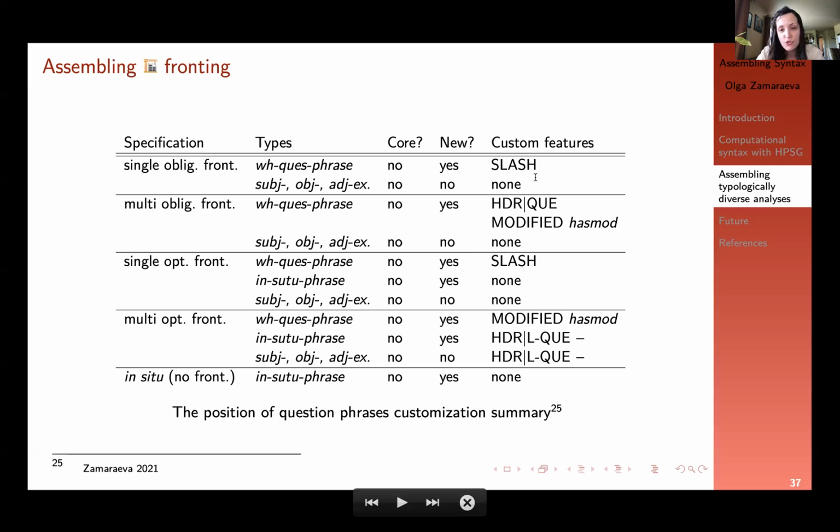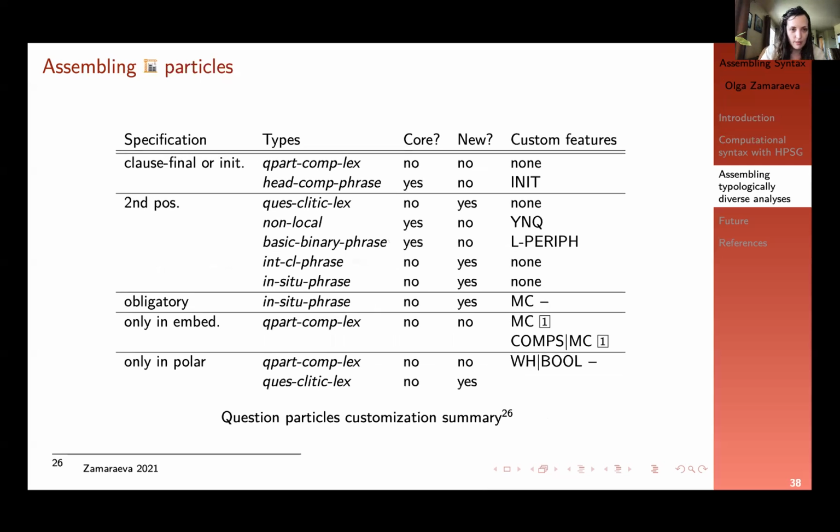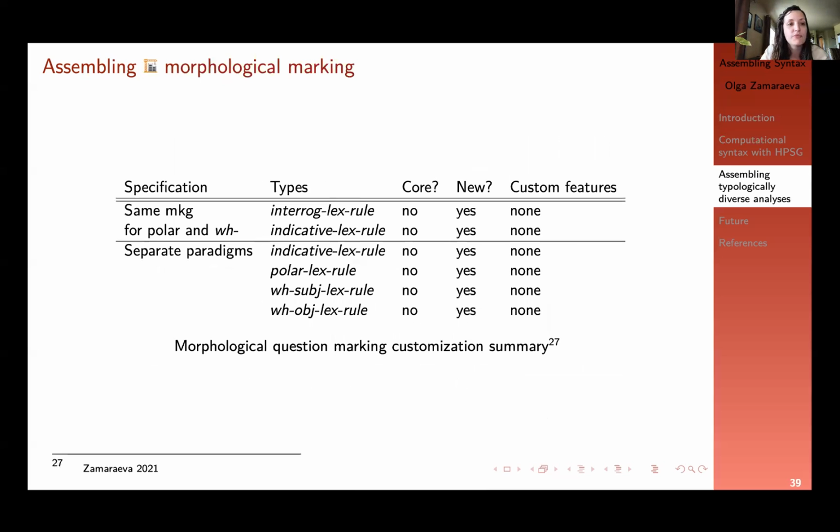The fewer features we had to customize for the new analysis, the more elegant the analysis. And you can see that some languages are easier to model elegantly than others. And so if you had the crazy idea of going and reading my dissertation, you would see that I have similar summary tables for question particles, modeling those types of languages, and for modeling morphological marking.